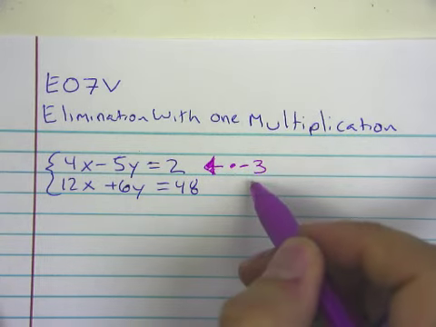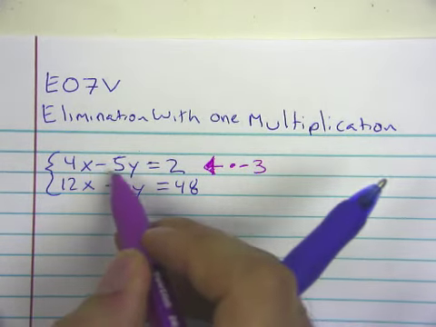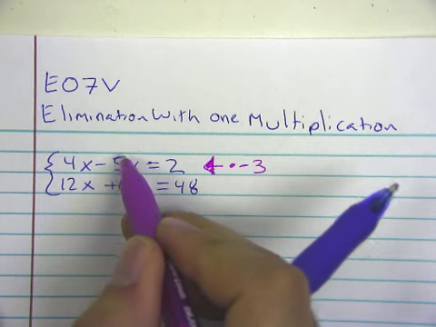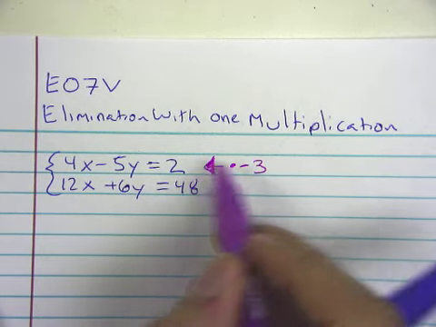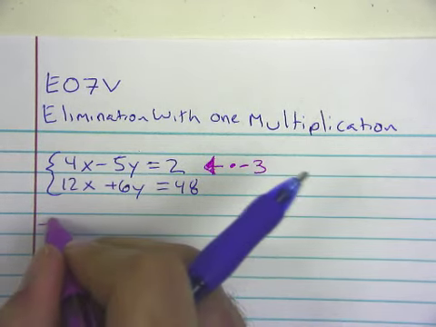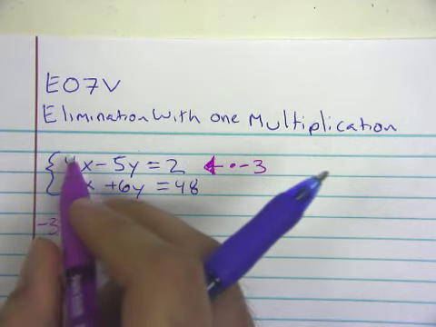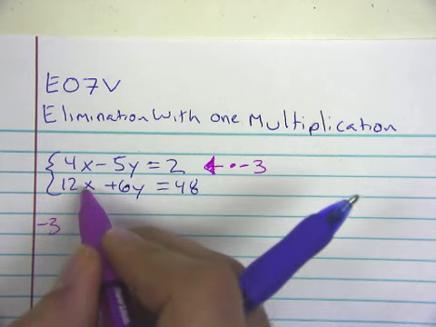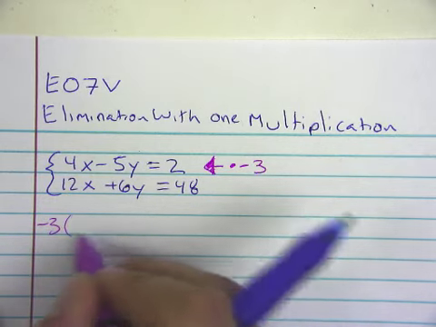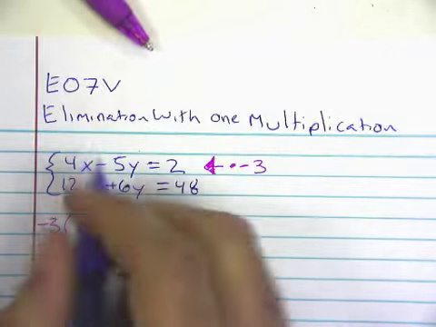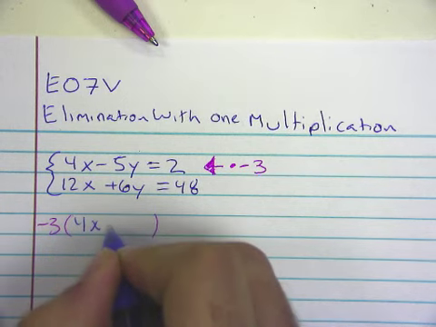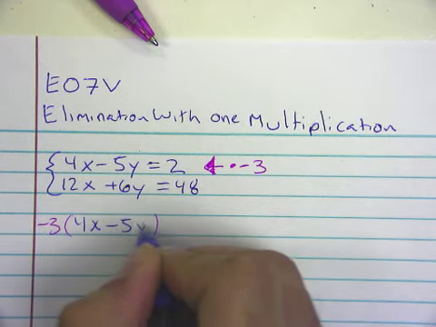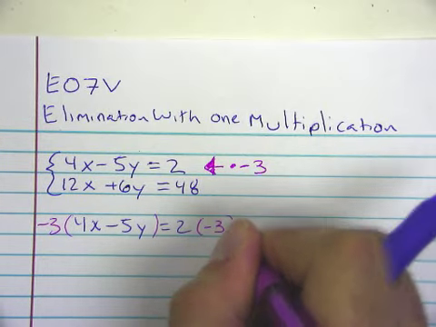I chose negative 3 because looking at the numbers, there was nothing nice that I was going to be able to multiply the negative 5 by to get it to match with the 6. But by multiplying this first equation by negative 3, I recognized that it would give me a negative 12x, which would add with my positive 12x to give me 0 x's. So I multiply the left-hand side of that equation by negative 3. I'll also multiply the right-hand side of that equation by negative 3.